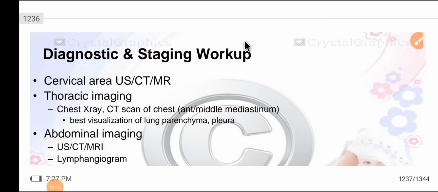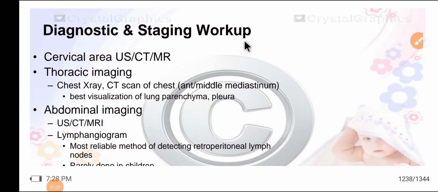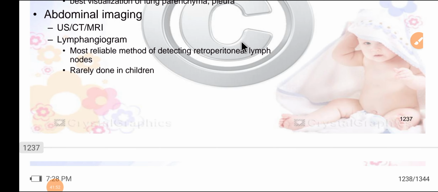Diagnostic and staging workup. Cervical area: ultrasound, CT, MRI. Thoracic imaging: chest X-ray, CT scan of the chest, anterior and middle mediastinum, best visualization of lung, parenchyma, pleura. Abdominal imaging: ultrasound, CT, MRI. Lymphangiogram is the most reliable method of detecting retroperitoneal lymph nodes, but is rarely done in children.